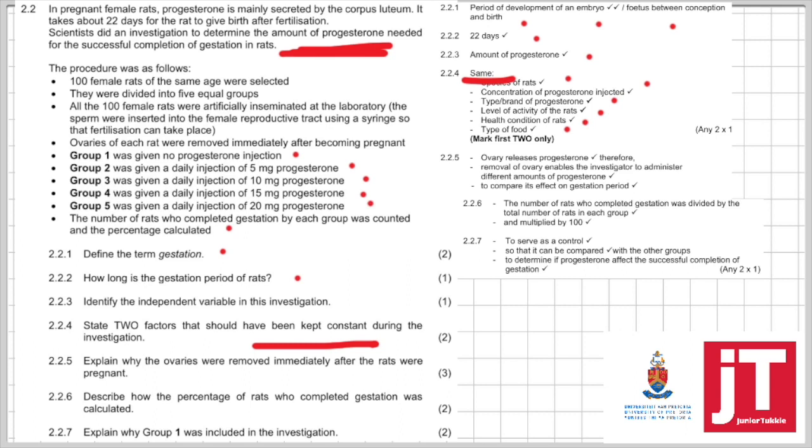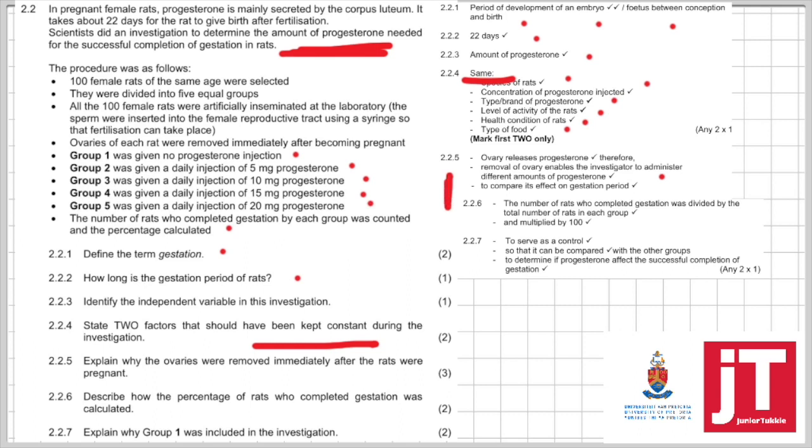2.2.5. Explain why the ovaries were removed immediately after the rats were pregnant. Now, each ovary releases progesterone. Removal of the ovary will ensure the investigator can give different amounts of progesterone to compare the effect on the gestation period. So by removing it, he could control the amount of progesterone he administers.